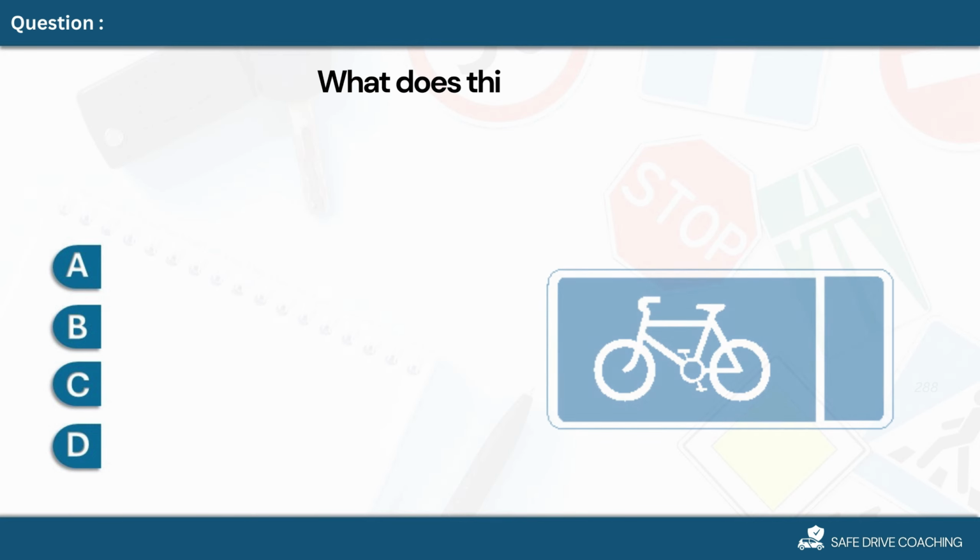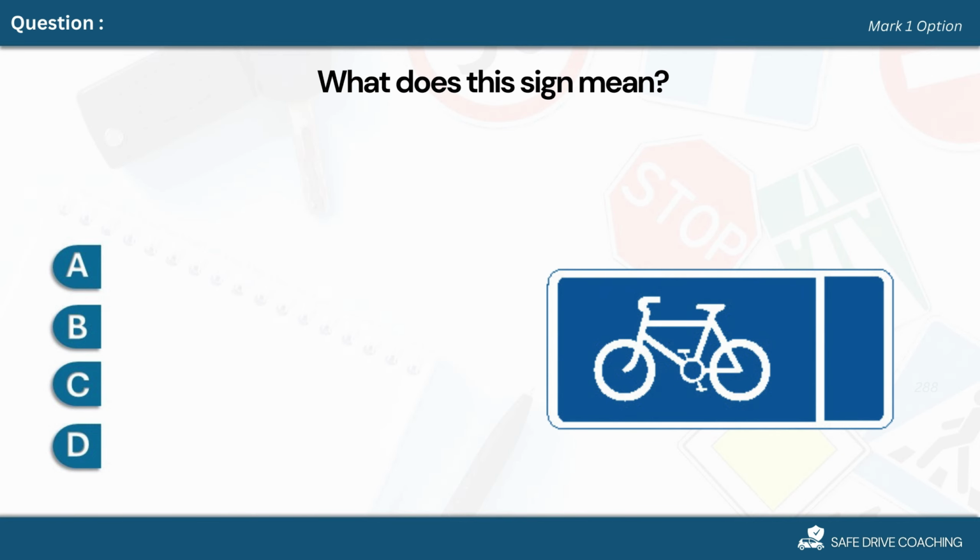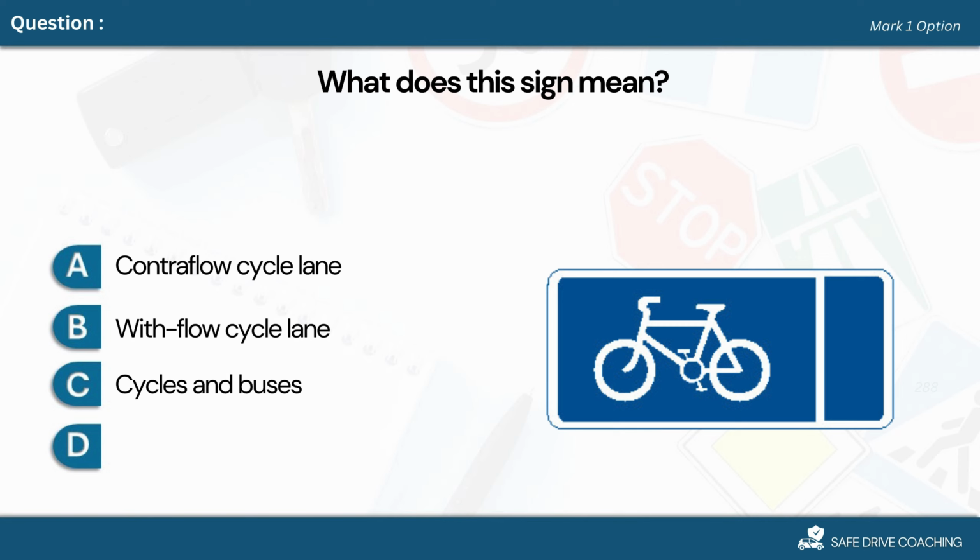What does this sign mean? A. Contraflow cycle lane. B. With-flow cycle lane. C. Cycles and buses only. D. No cycles or buses.